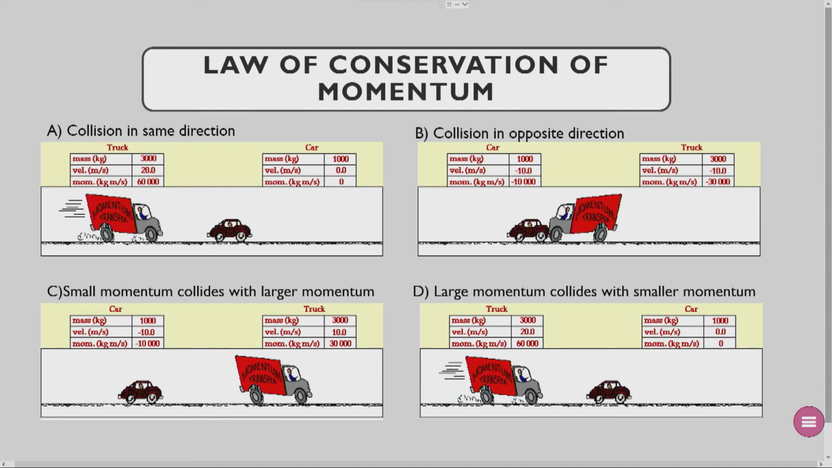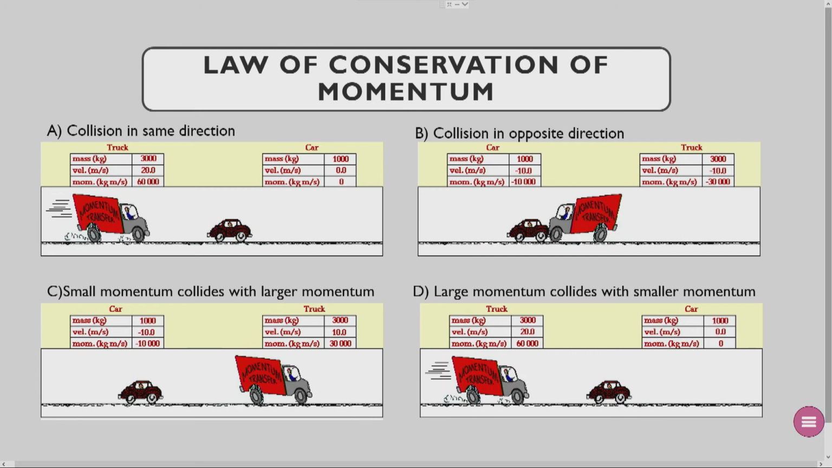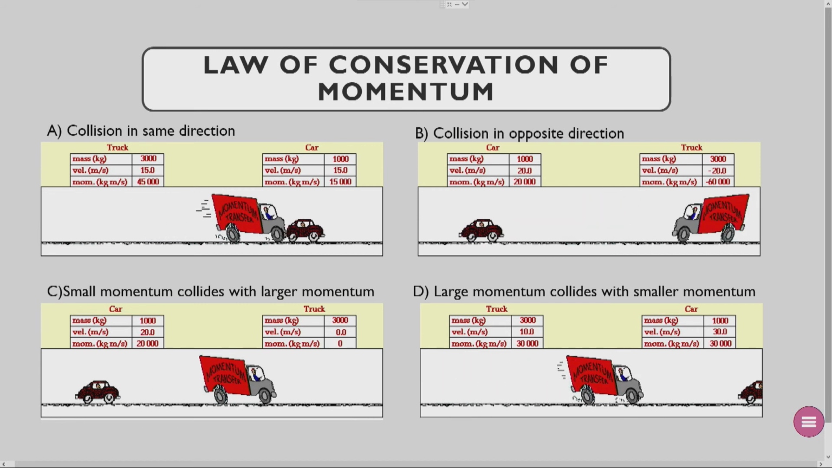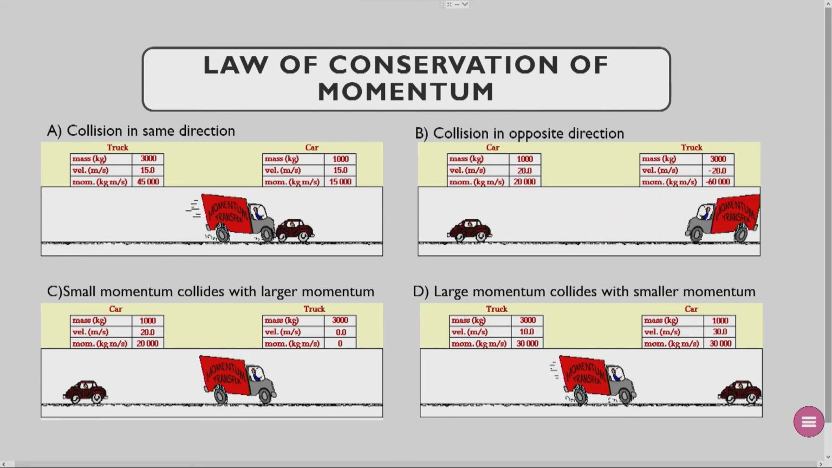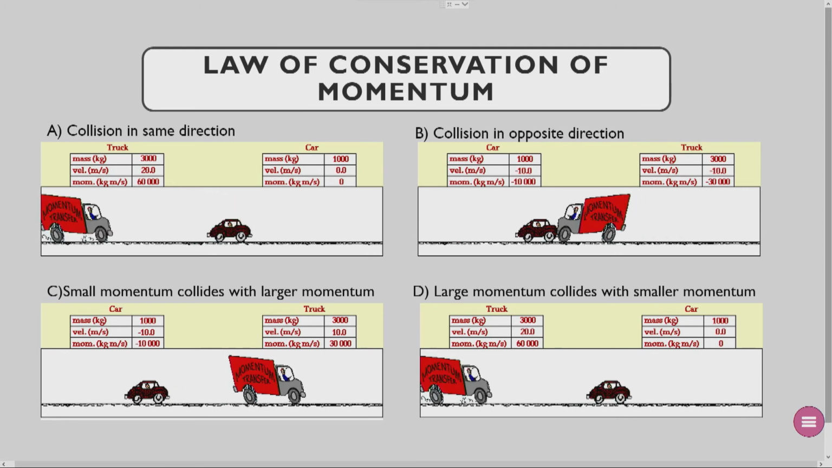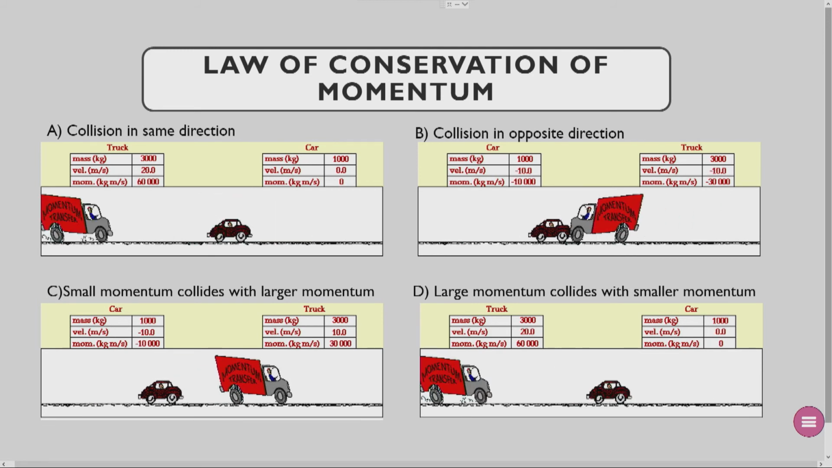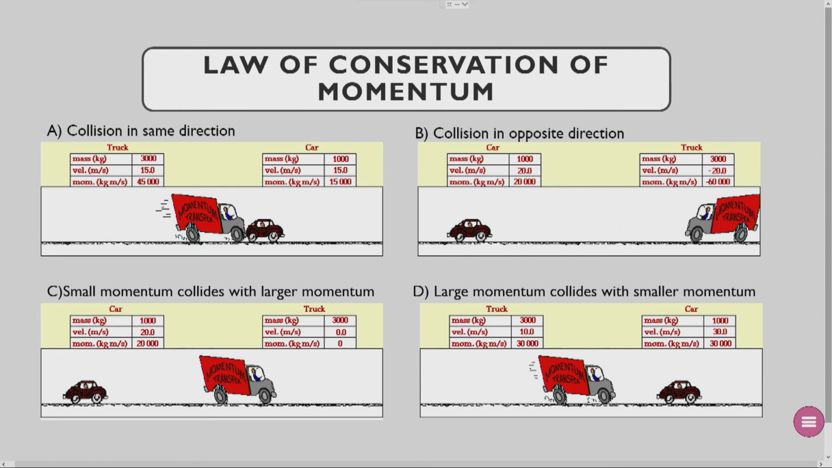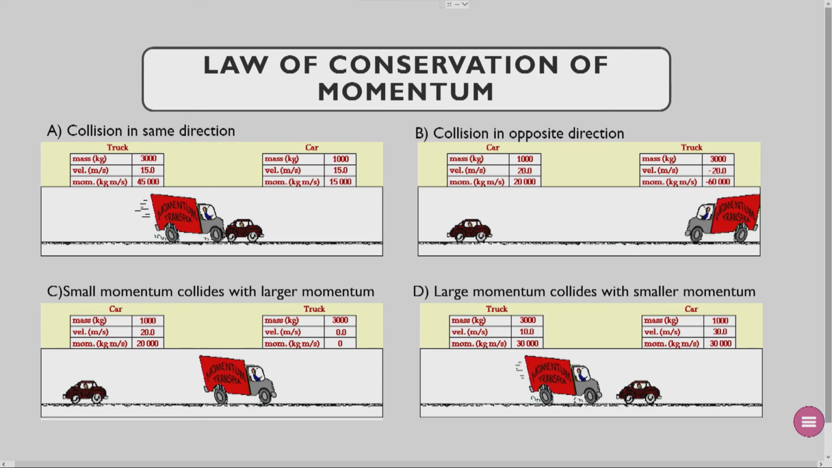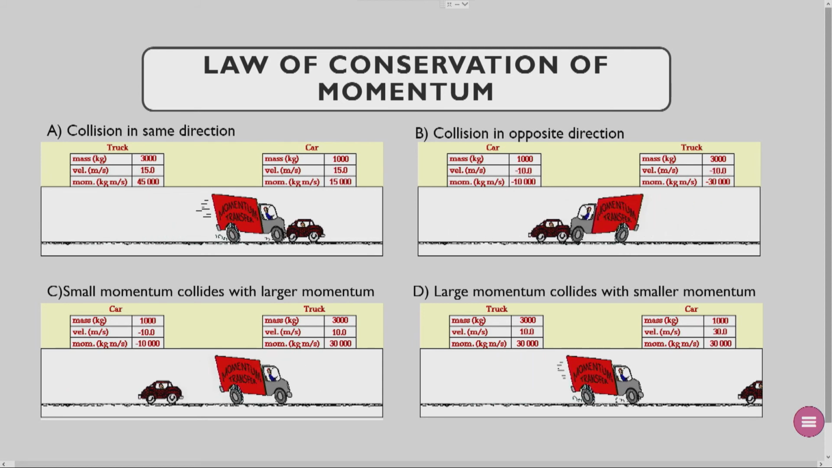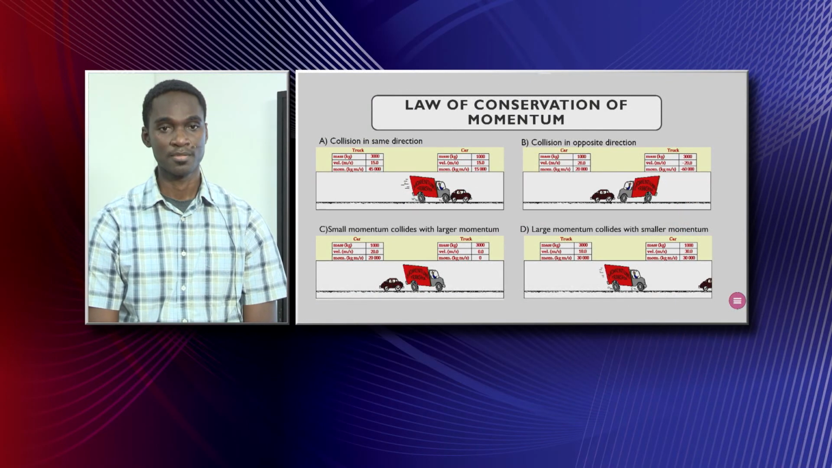And notice that the car's velocity is much greater than the truck's. So whenever we have a large momentum colliding with a smaller momentum, we would normally see an increase in velocity that is greater than that of the larger momentum. At the end of it, 30,000 kilogram meters per second for the truck and 30,000 kilogram meters per second for the car would give us 60,000 kilogram meters per second. Momentum before the collision is equal to momentum after the collision. And here we have the various scenarios of momentum being conserved.